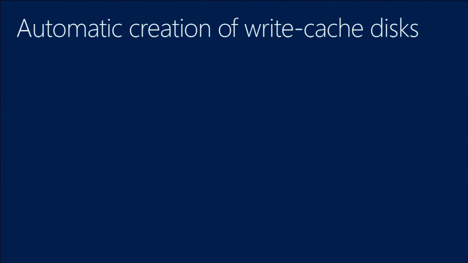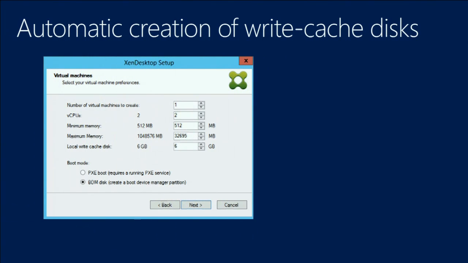This is probably the coolest feature I like. I was kind of getting to this earlier, but I was one step ahead of myself. The automatic creation of write cache disks. So back to what I was talking about earlier. When you create your template, normally you'd have to have that disk assigned to that template when you provision through the wizard. Now the wizard will add the disk for you automatically. I'll show you a demo of that, how that goes.